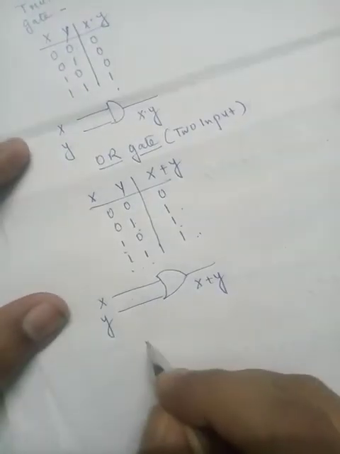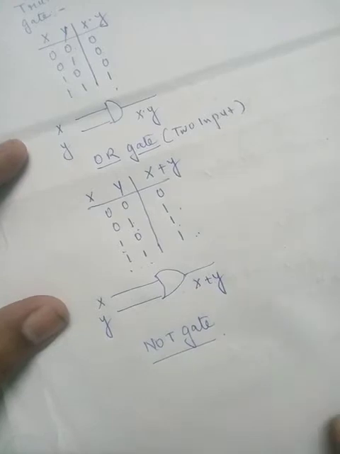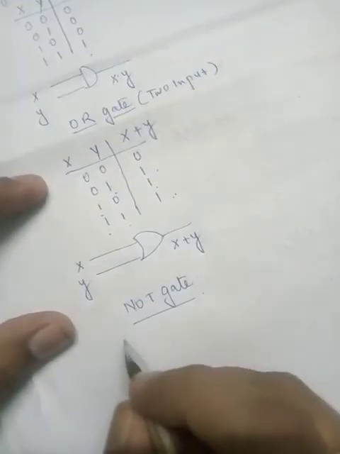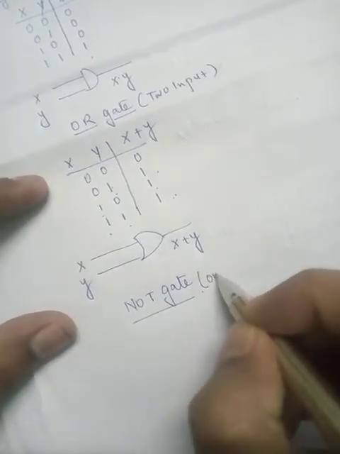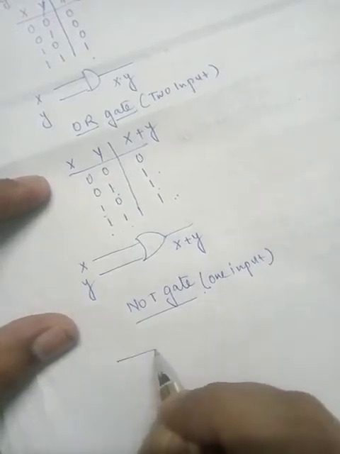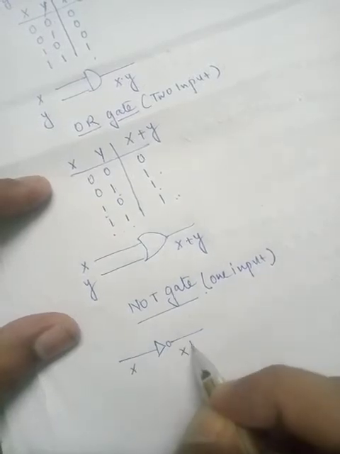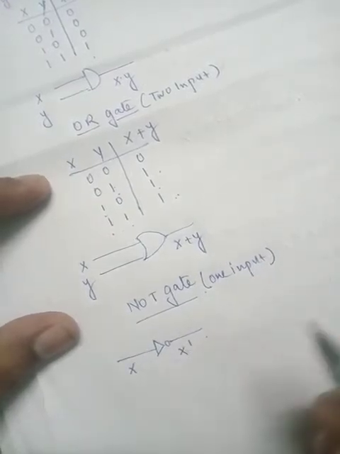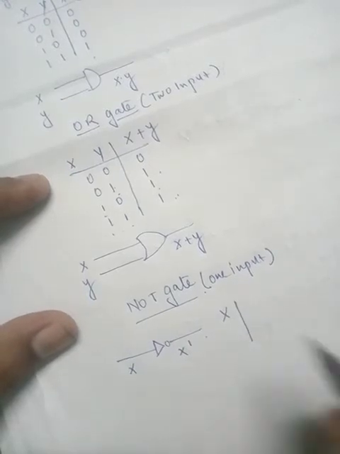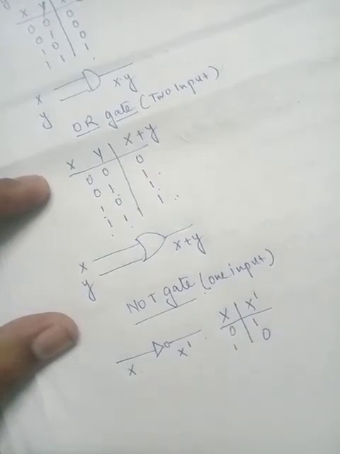Next we'll go to the NOT gate. In the NOT gate we will do only one input. There is no 2 input, because the NOT gate accepts only one input. This is the logic gate of the NOT gate. X bar: if x goes in, it gives the complement version of x. X bar: 0 gives 1, 1 gives 0.